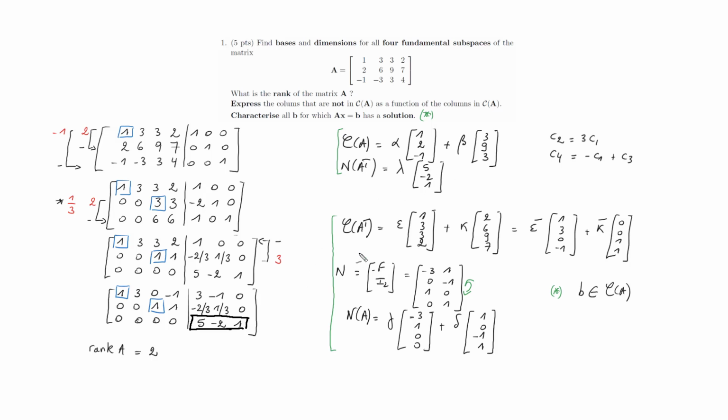You can easily see the columns that are not in the column space, so this is the second one and the third one, well, you can read it over here and over here. So the second column is 3 times the first column. This is kind of obvious, you can see it over here. And the fourth column is minus 1 times the first column plus 1 time the third column, and this is also something that you can check.